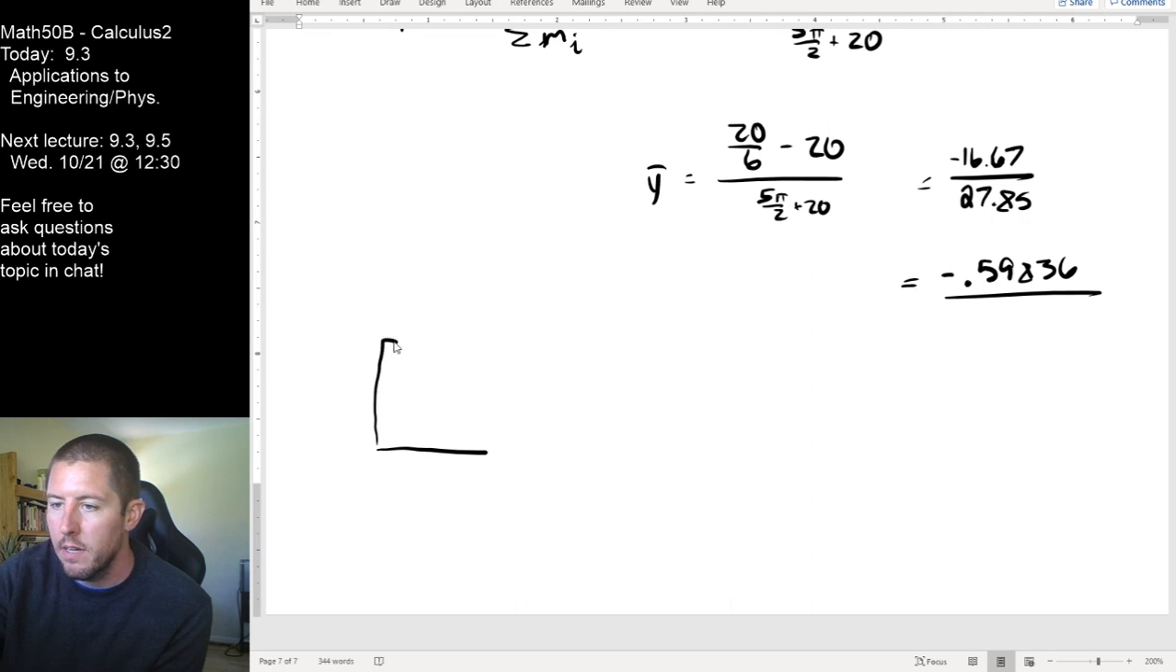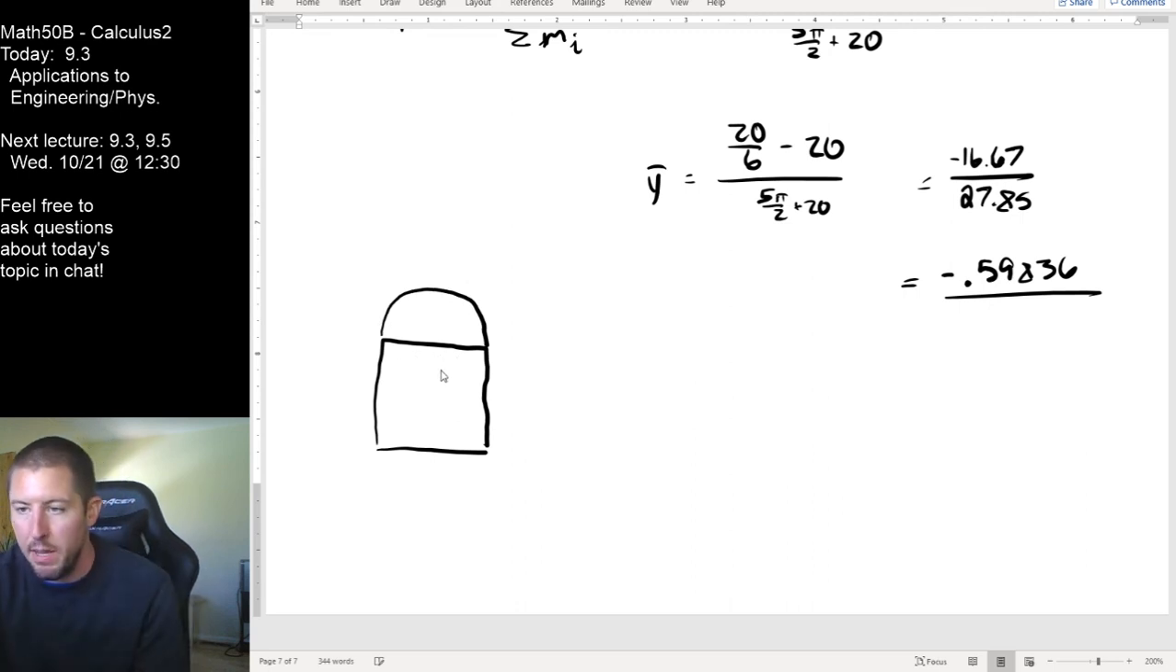I'm going to draw one last picture so we can confirm that this seems sensible. The reason this seems to make sense to me is because the square is clearly taking up a lot more area than the semicircle is. And so the center of mass is going to be a little bit closer, right? Our first center of mass was there, our second center of mass was there. This distance from top to middle is 1, and we're going down about 0.6 right there.